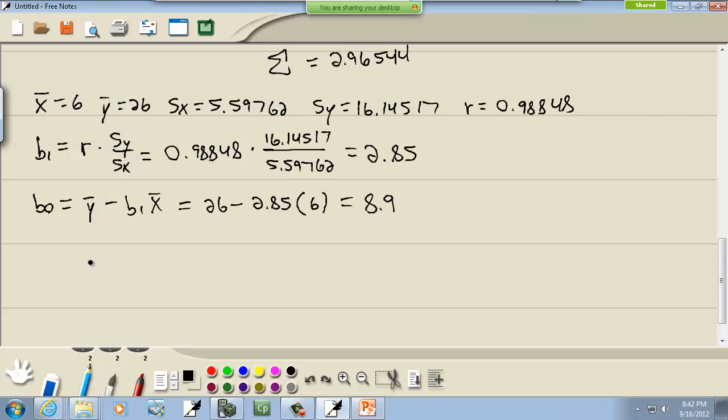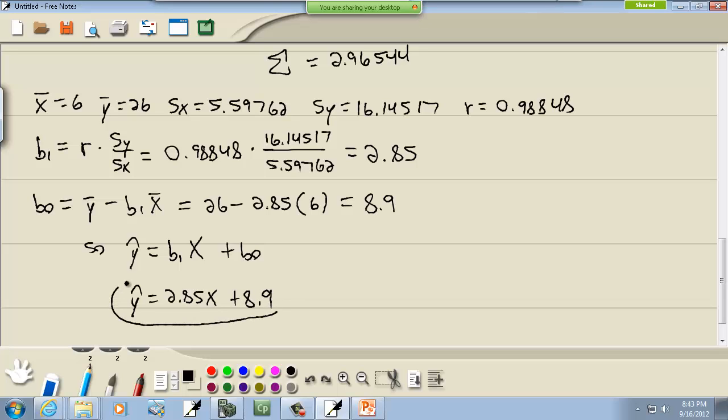So now that tells us y hat is equal to b1x plus b naught. So our least squares regression line, b1 will be 2.85, and b naught will be 8.9, assuming I did everything correctly.